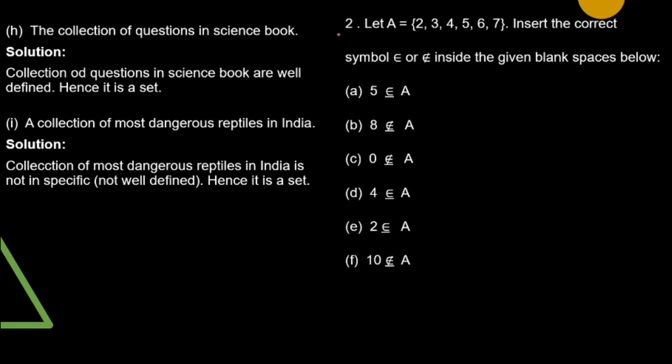Okay. Second problem: let A equal to {2, 3, 4, 5, 6, 7}. So here we have 6 elements in set A.